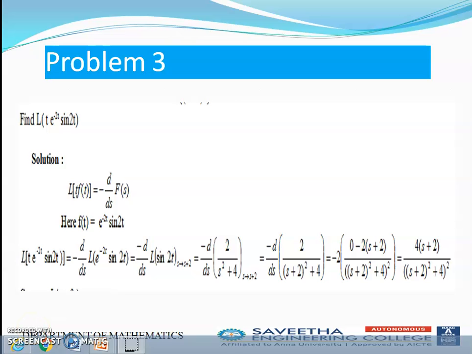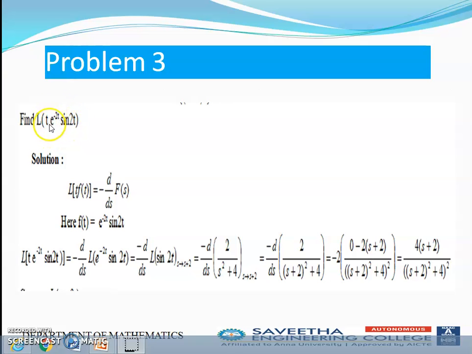So we shall continue the same chapter, multiplication by t form and division by t form in Laplace transform. We already saw problem number 2 in previous videos. Then we will continue with problem number 3 in the same chapter. The next problem is: find L of t into e power minus 2t into sine 2t.